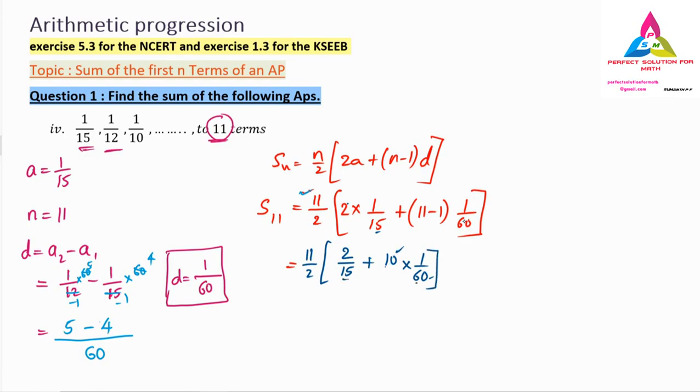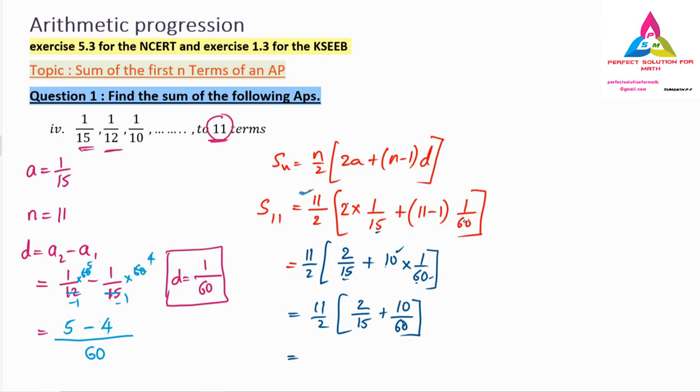So again we have to take the LCM. It is a lengthy process, so I will keep this 10 and 60 as it is. If you want, you can cancel and you can get the same answer. Okay, so 11 by 2 into 2 by 15 plus 10 ones are 10 divided by 60.